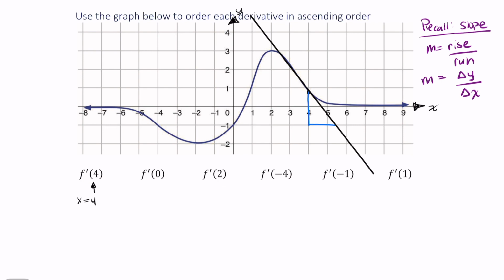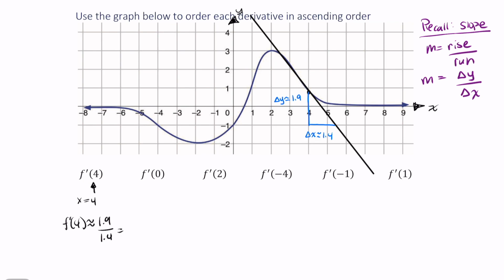Let's see, what is this distance? It's larger than 1, but not quite 2. I'm going to estimate that it's about 1.9. So the change in y, I'm estimating to be about 1.9, and the change in x, I'm estimating to be about 1.4. That tells me that the slope in this case, that is f prime of 4, is about 1.9 over 1.4.